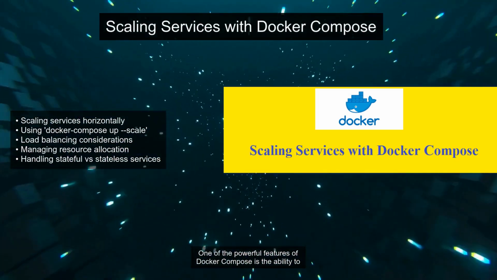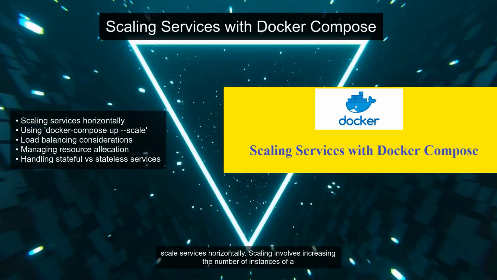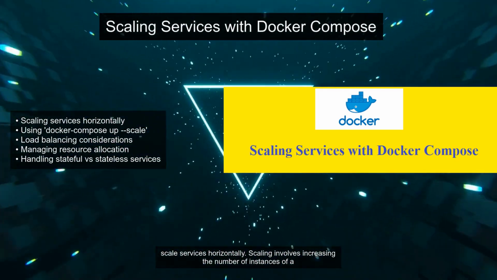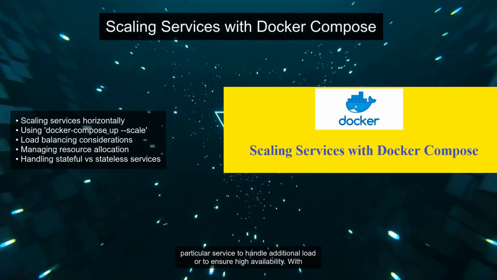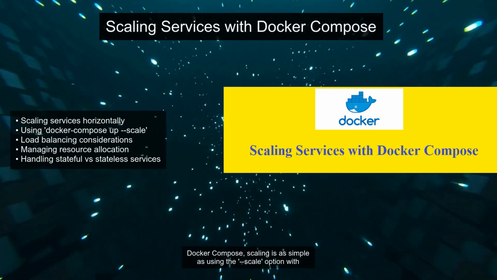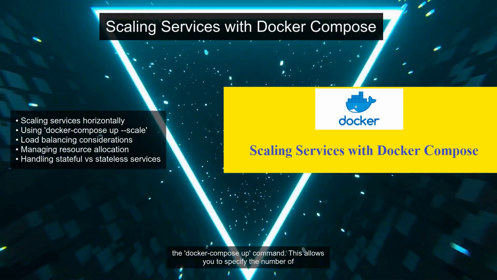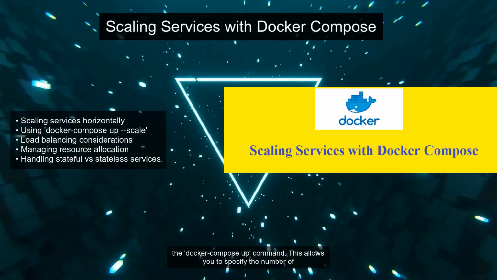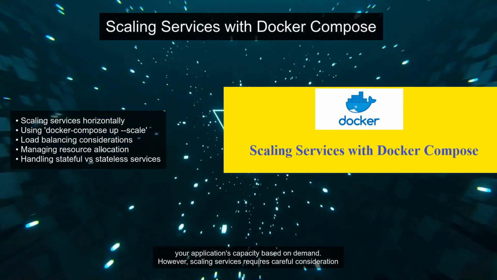One of the powerful features of Docker Compose is the ability to scale services horizontally. Scaling involves increasing the number of instances of a particular service to handle additional load or to ensure high availability. With Docker Compose, scaling is as simple as using the scale option with the Docker Compose up command. This allows you to specify the number of instances you want for a particular service, enabling you to dynamically adjust your application's capacity based on demand.